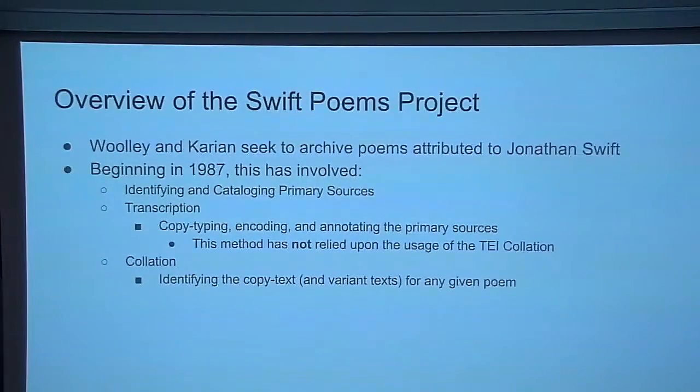So originally, our researchers, James Woolley and Stephen Carrion, sought to archive poems attributed to Jonathan Swift. This began in 1987, and it's really been comprised of three processes: identifying and cataloging primary sources, the digital transcription of these primary sources, and this really encompasses copy typing, encoding, and annotating the primary sources, and how this is done I'm going to detail in a moment. And finally, the collation of these digital transcriptions through which they're able to identify the copy text as well as the variant text for any given poem that they've accessioned.